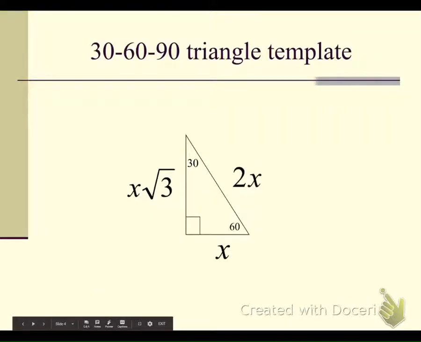Okay, here we go. Mr. Jenkins, you guys draw triangles again? I do.